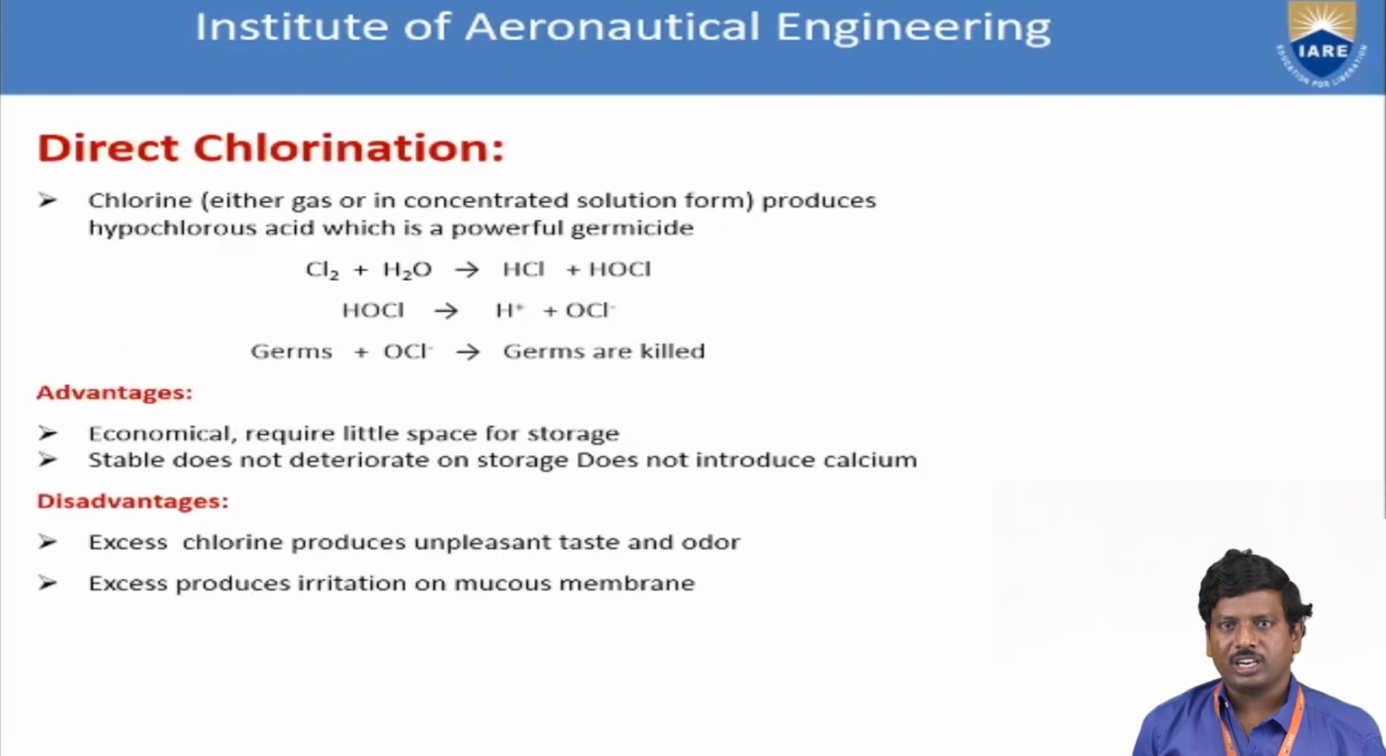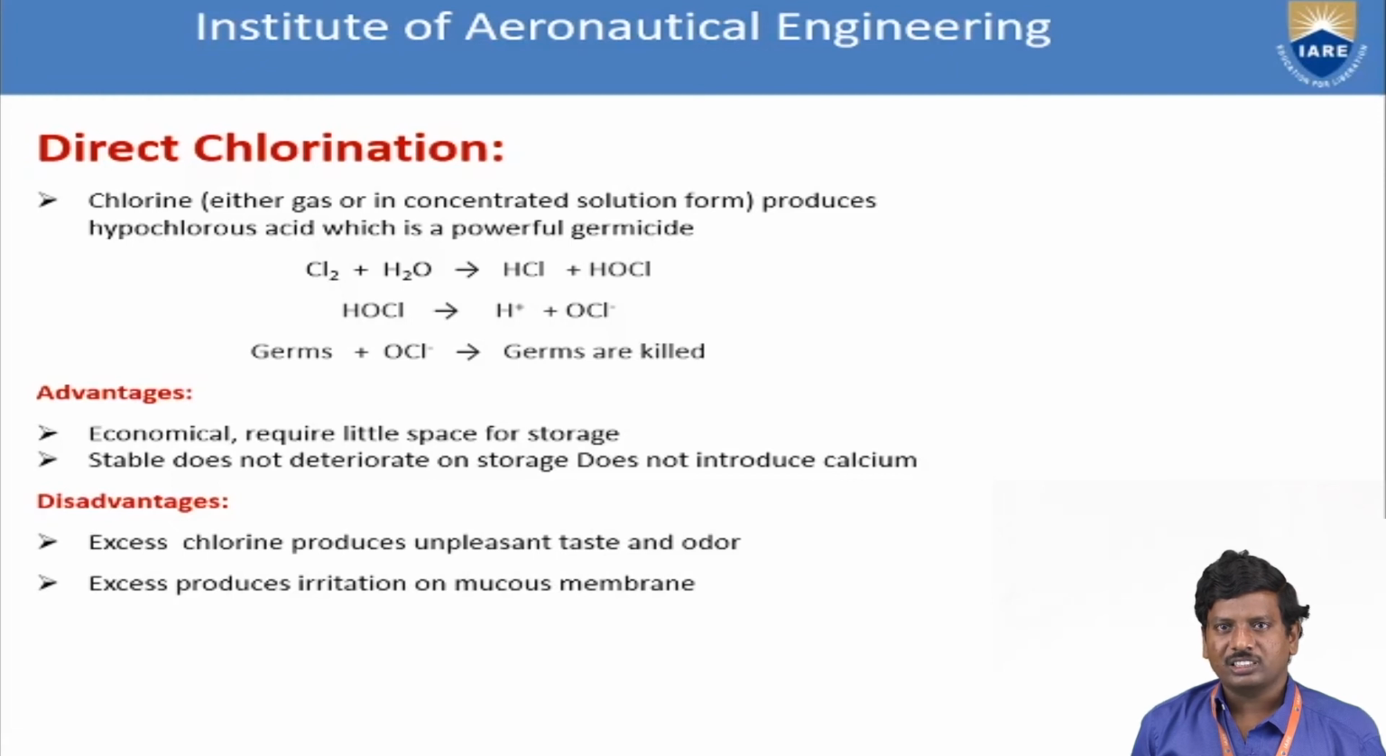Third one is the direct chlorination process. In direct chlorination, chlorine, either as gas or in concentrated solution, produces hypochlorous acid, which is a powerful germicide. That means chlorine reacts with water to give hydrochloric acid plus hypochlorous acid. Hypochlorous acid further dissociates into hydrogen plus oxychloride. When germs react with the oxychloride, finally the germs are killed.